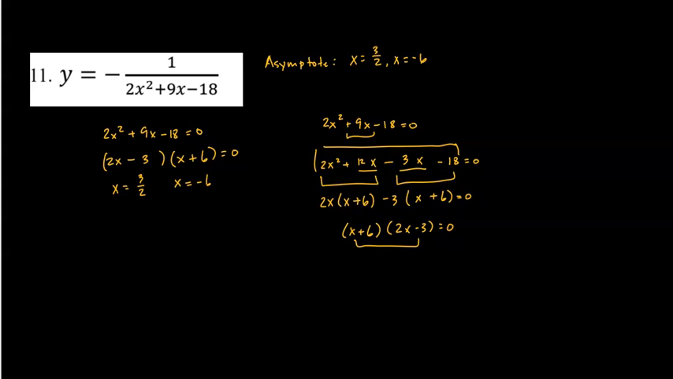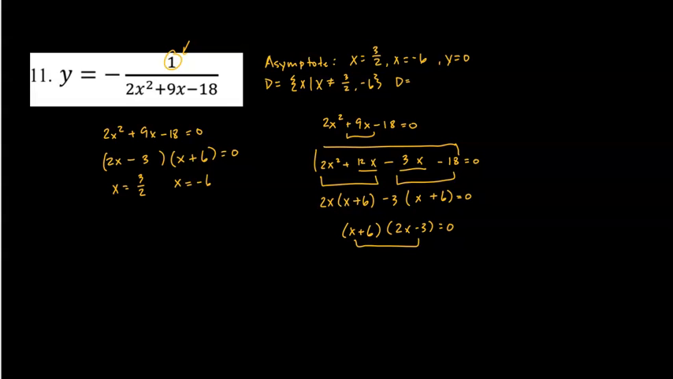My horizontal asymptote is going to be y equals 0 because that numerator is a constant. Okay, now let's go ahead and figure out the domain. So x cannot be equal to 3/2 and negative 6.